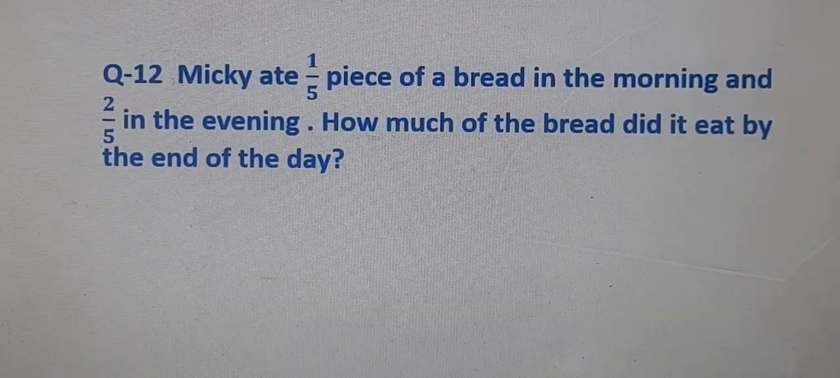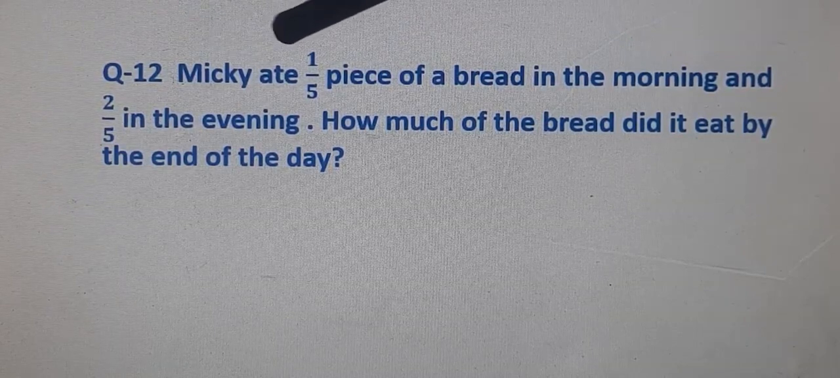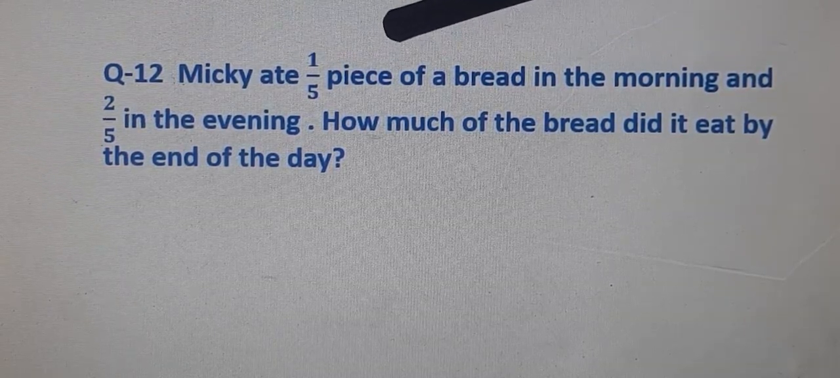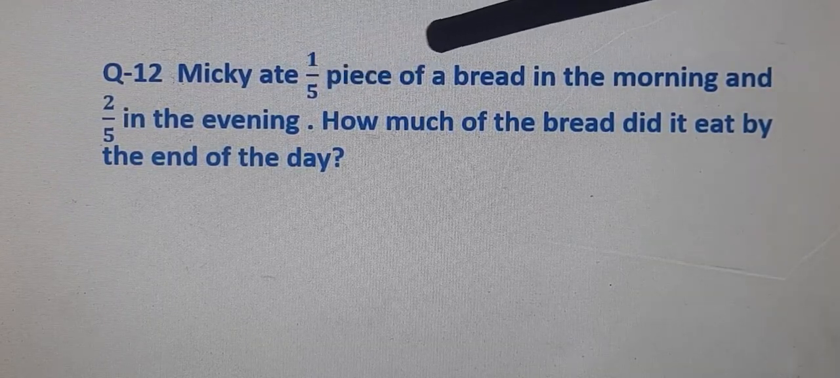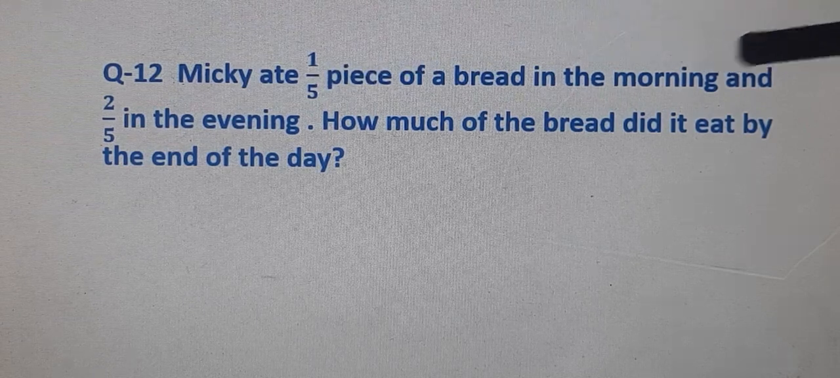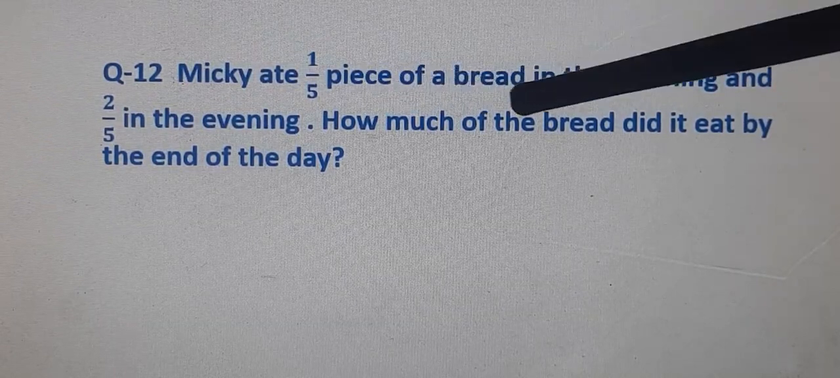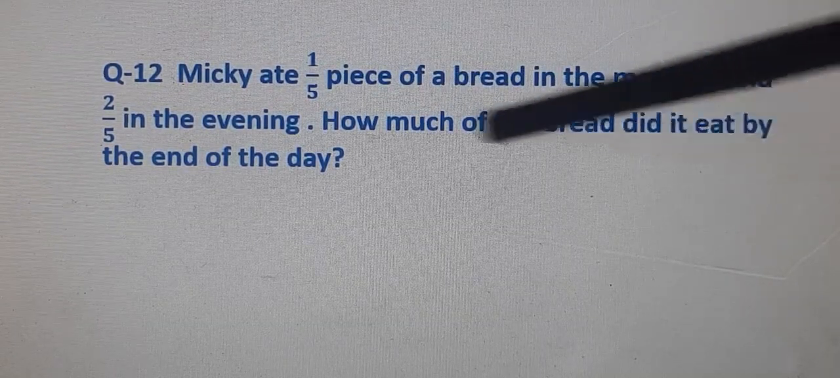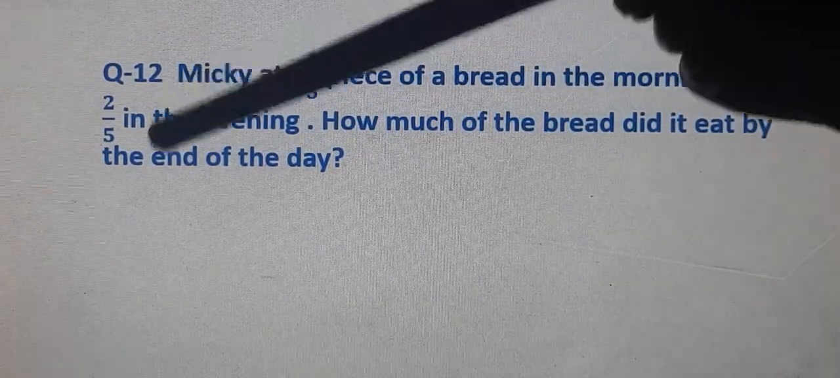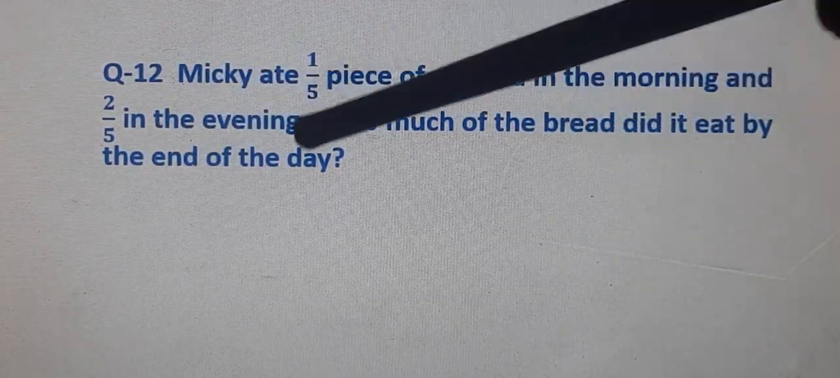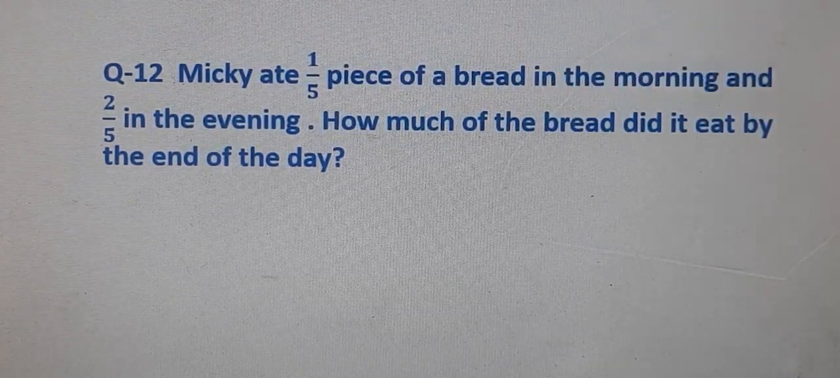Now next question is, it is also from your exercise 5C. Mickey ate. I have changed the digits. Do not match the digits, beta. I have changed. Mickey ate 1/5 piece of a bread in the morning and 2/5 in the evening. Mickey is a rat. How much of the bread did it eat by the end of the day? Mickey ate 1/5 piece of bread in the morning, 2/5 piece in the evening, so by the end of the day how much bread did he eat?